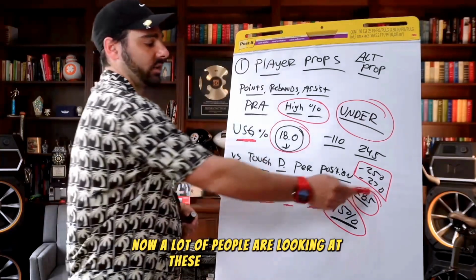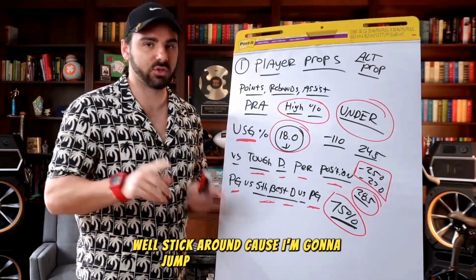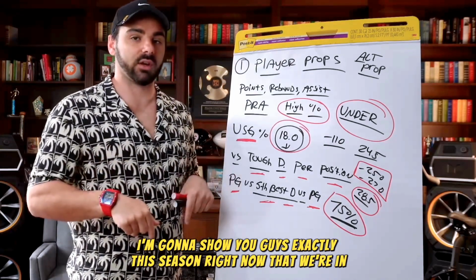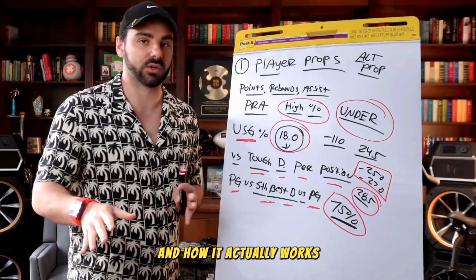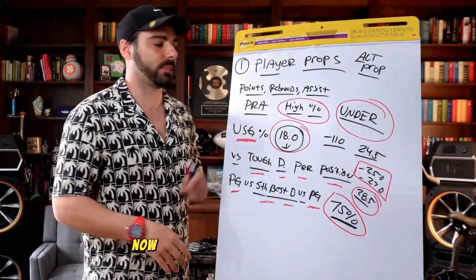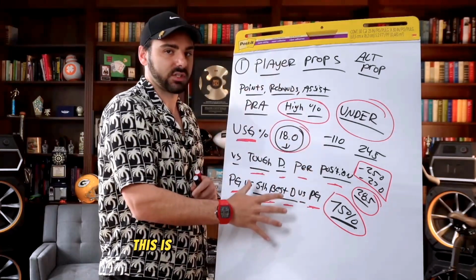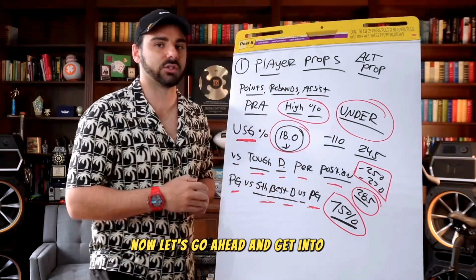Now, a lot of people are looking at these odds and are like, you can't be successful doing those odds. You can't do it long term. Well, stick around because I'm going to jump into the bet tracker. I'm going to show you guys exactly this season, right now that we're in, how I was able to do this with these type of numbers and how it actually works, so that way you guys don't think it's a bunch of bull. I'm actually going to show you how that works. Now, this right here is exactly how you do the unders. This is how you're looking for the under player props. Now let's go ahead and get into the overs.